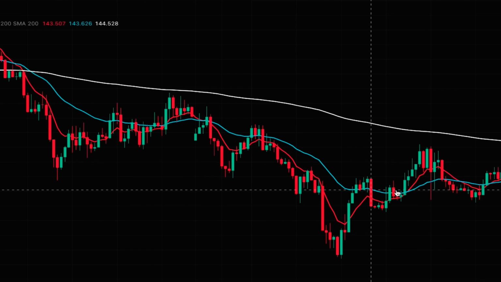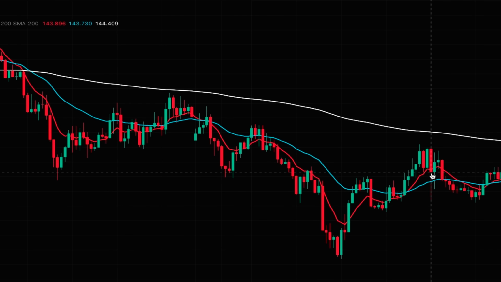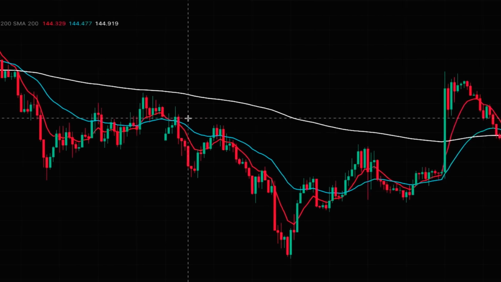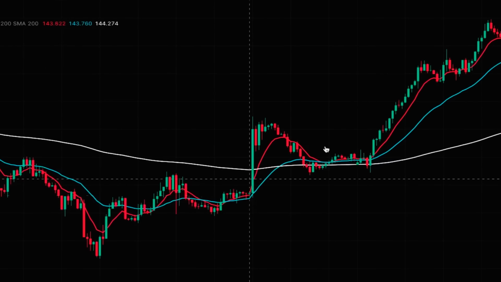But when the red line is above the blue line, this shows that the minor trend is up, and this tells us that the downside momentum is weakening. As I said, this weakness could be just temporary because of a pullback, like what happened here, or it can be more serious and lead to a reversal.